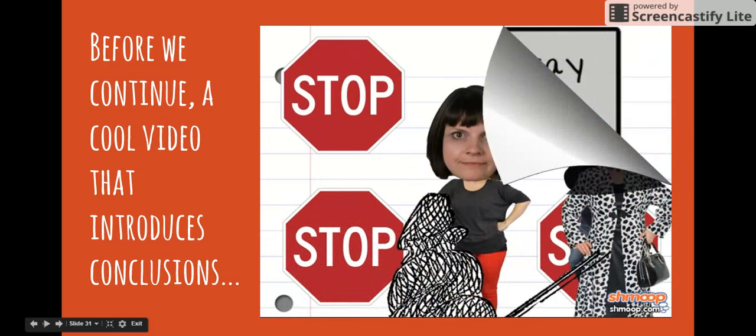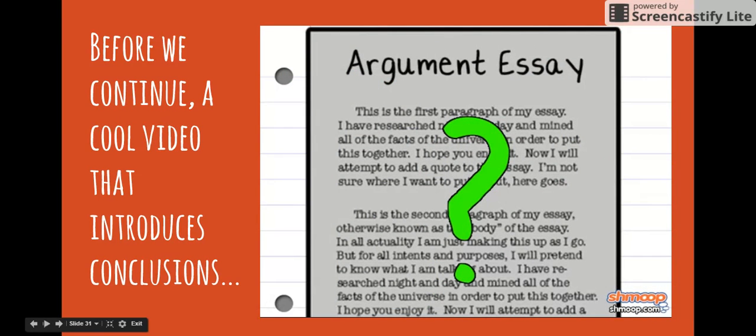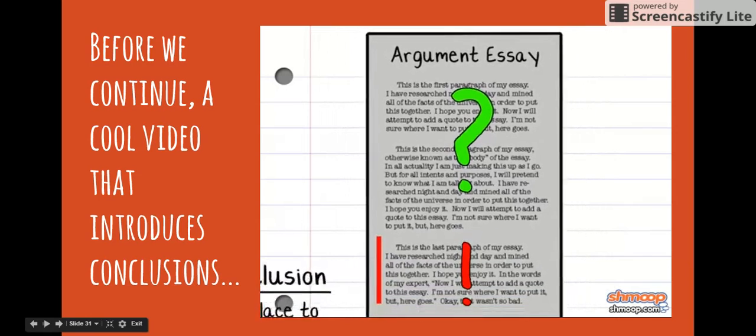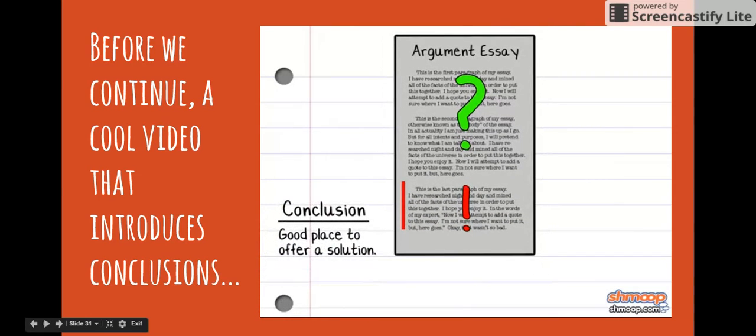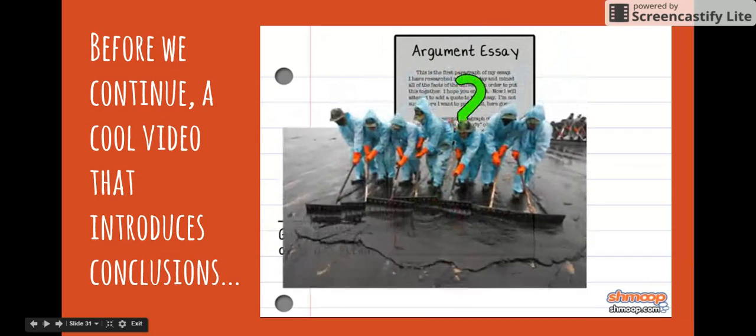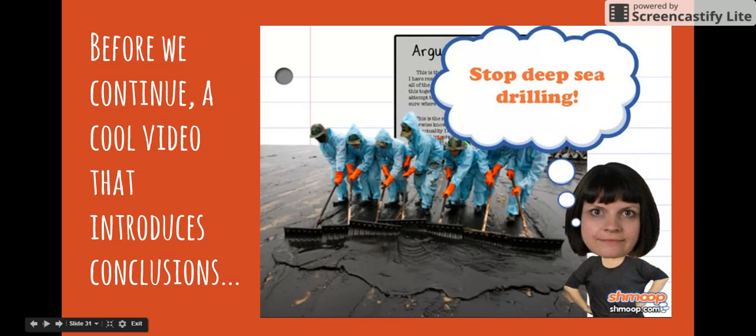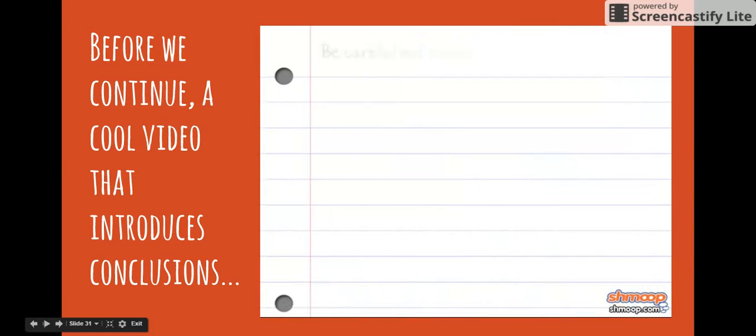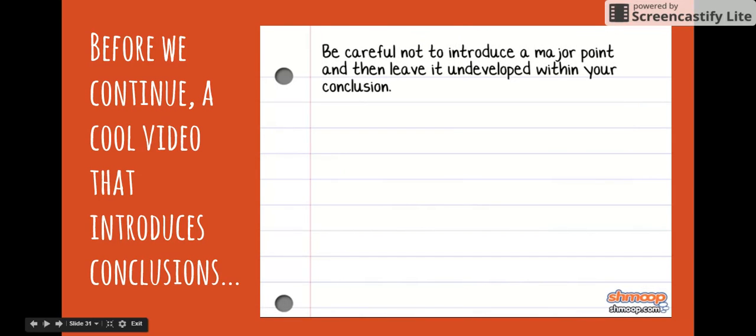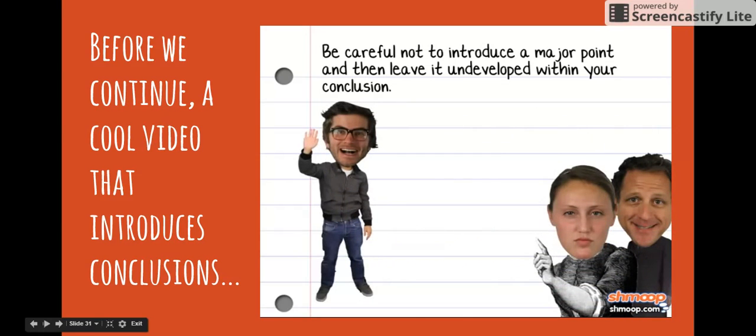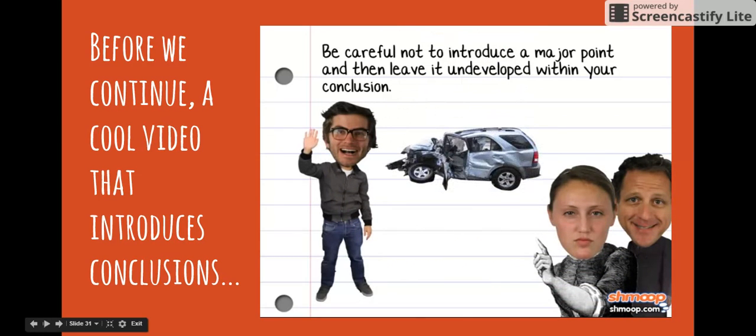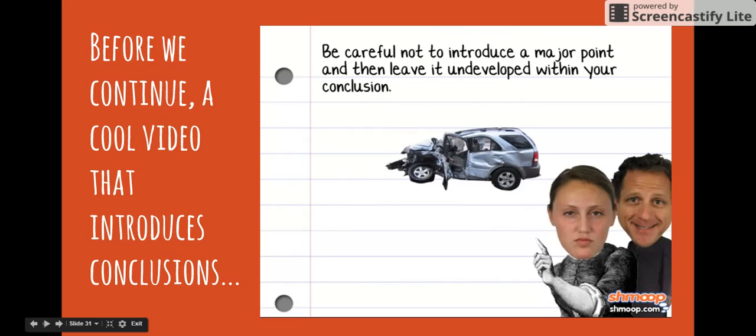Because an argument essay will frequently be presenting a problem of some kind. A conclusion is a good place to offer a solution. Sure, oil spills may be increasing in frequency, but it would certainly be less of a downer if you had an idea or two about how to prevent such tragedies from occurring. However, you have to be careful not to introduce a major point and then leave it undeveloped within your conclusion. That's sort of like saying to your parents on the way out of the house, "Oh, by the way, I wrecked the car last night, toodles." Chances are that little snippet is going to leave your audience wanting to hear more.